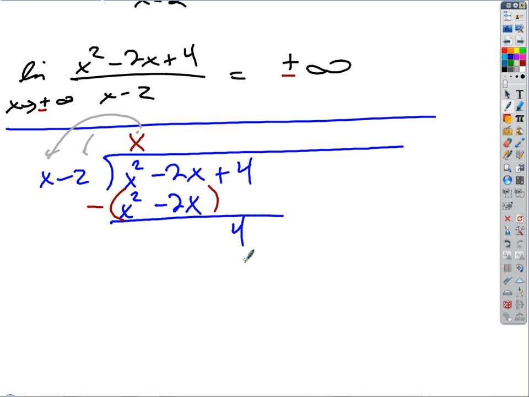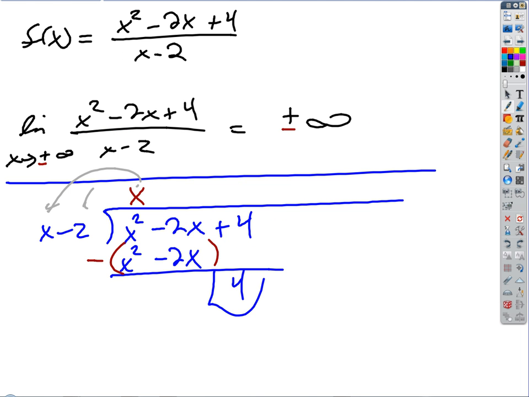Does x go into 4? No. So that is my remainder, right? And so what this ends up being then, this is equal to what? Interpret that for me. What's my answer? x, good, plus my remainder over my denominator, right? So x plus 4 over x minus 2. Good, okay? You know, why'd we do that?